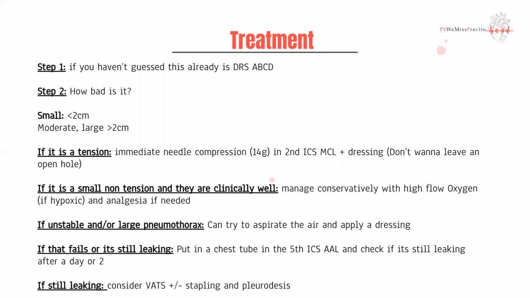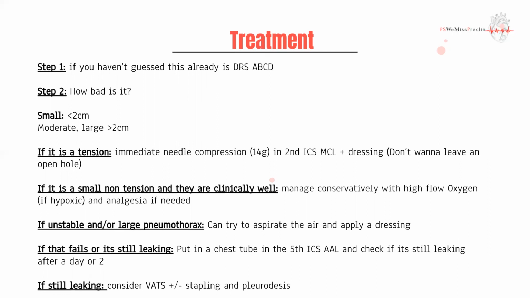If they're unstable and you have a large pneumothorax, you can try to aspirate the air and apply a dressing. If that doesn't work or if they're still leaking, you can put a chest tube or chest drain in the fifth intercostal space, anterior axillary line. And then you check if it's still leaking after a day or two. And you use a device that is based on water, and you basically assess for bubbling. And that's your go-to indicator of whether the pneumothorax is still leaking air out.